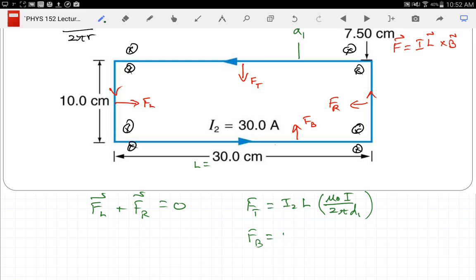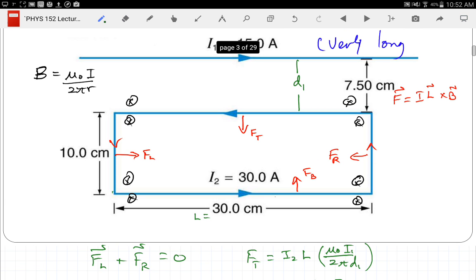What about the magnitude for the force on the bottom? I2, and then L, the length of the wire, times mu naught I1 over 2 pi, and then the distance. I'll just call this D2, where D2 is the distance down there. So D2 is equal to 17.50 centimeters. D1 is 7.50.